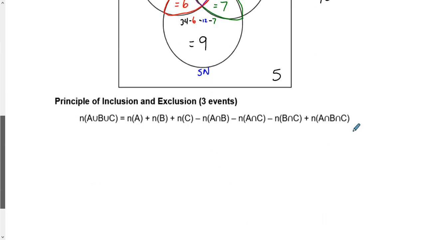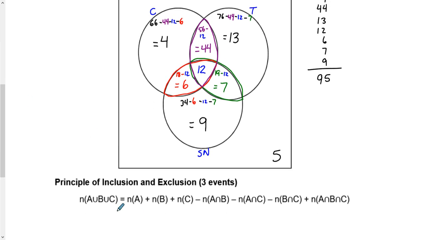But here is where it gets more complicated. Here is the entire formula. And it's actually not as hard as it looks. But we're going to talk about what each of these parts are. This is the number in A union B union C. So that's just saying, what's in all three circles? All three together. And n(A) is just talking about how many are in one circle. When I talk about A, B, C, I usually use A, B, then C, so top left, top right, and then center bottom. If you do it inverted, however works for you, but this is how I usually do it.